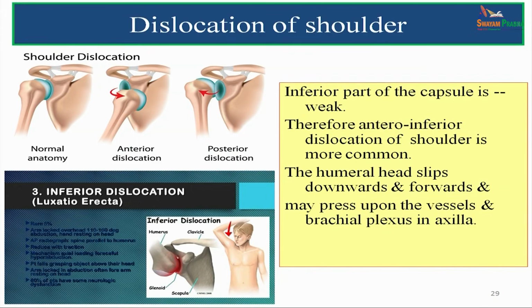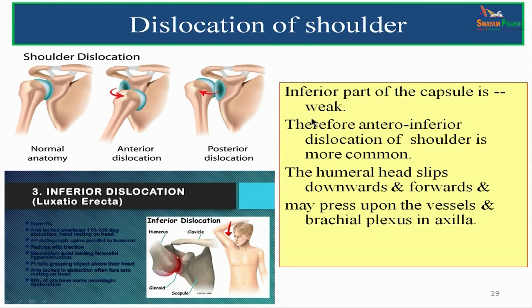Dislocation of shoulder. We saw in the earlier session that shoulder joint is a highly movable joint but at the expense of stability. So, since it is highly movable, definitely its stability is compromised. It is one of the joints which goes in for dislocations easily. The inferior part of the capsule is weak because there is no muscular or ligamentous support along the inferior aspect of the shoulder joint. Therefore, anteroinferior dislocation of shoulder joint is common.